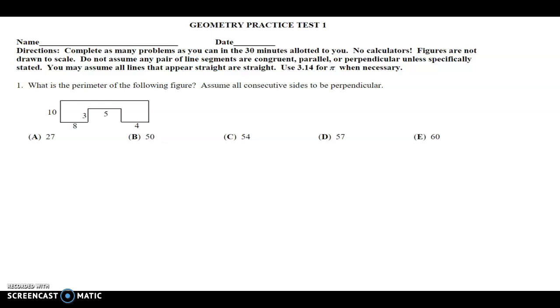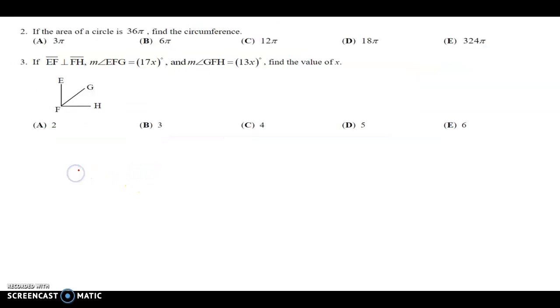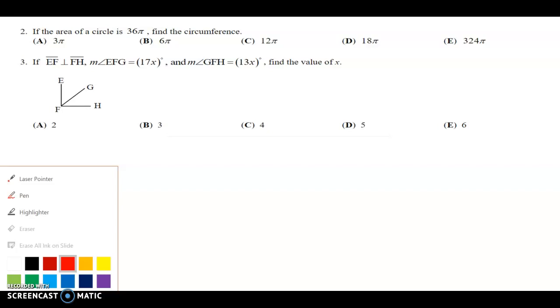In the first problem here, we're asked to find the perimeter of the figure given. Now, you could take the figure as given and just go around the edges here to do this problem. But what I'm going to do is look at the rectangle.